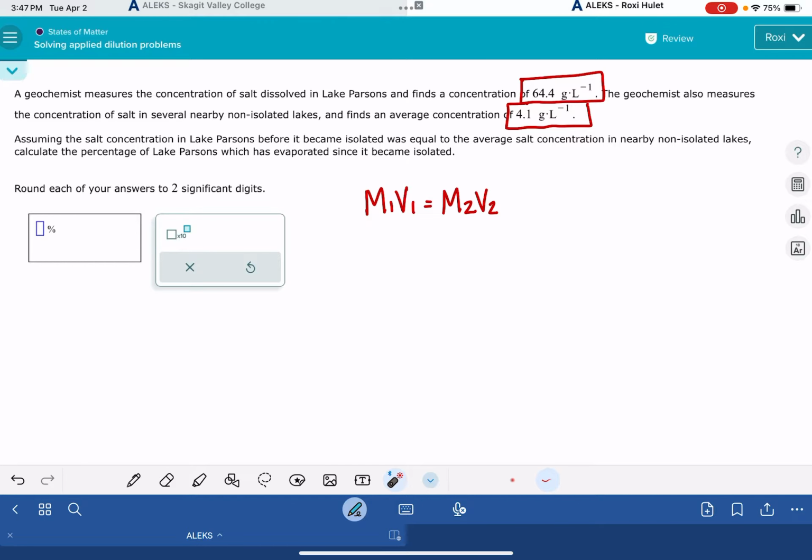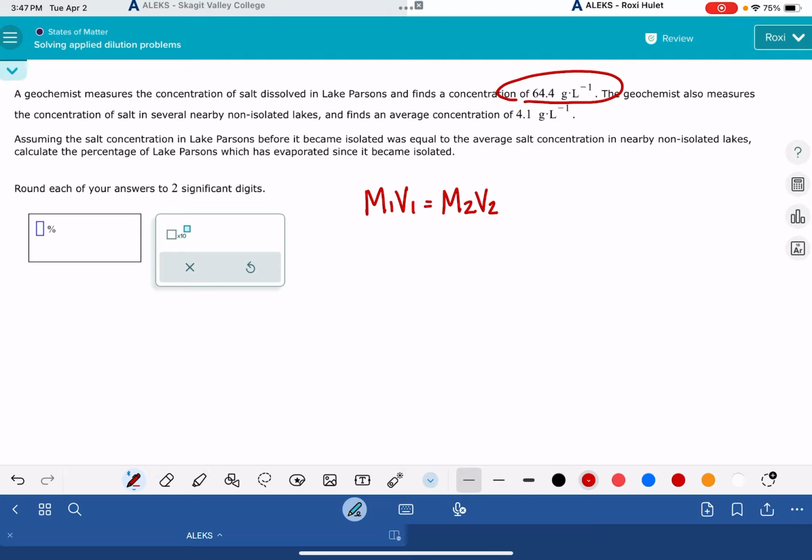So this problem actually, if you watch my videos, you know that I usually don't read the problems. I usually don't really care what the story is. But this problem, I think it is kind of helpful for us to take a look at exactly what's going on here. So this is saying that we have salt water, we have salt dissolved in water in one particular lake, and it has a concentration.